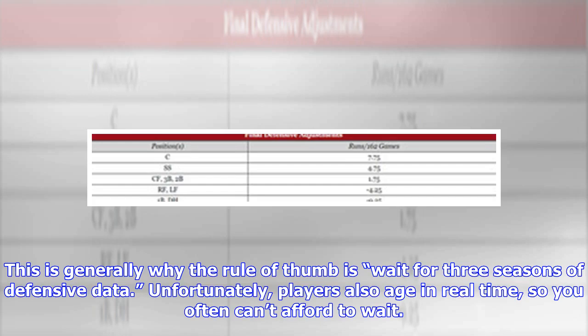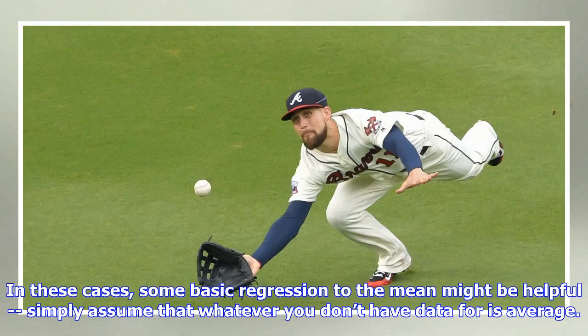This is generally why the rule of thumb is wait for 3 seasons of defensive data. Unfortunately, players also age in real time, so you often can't afford to wait. In these cases, some basic regression to the mean might be helpful. Simply assume that whatever you don't have data for is average.